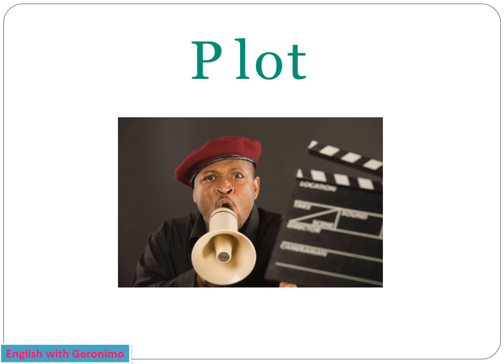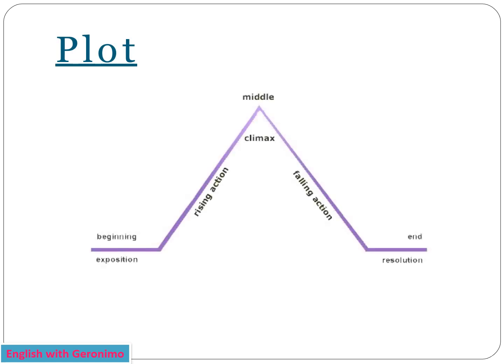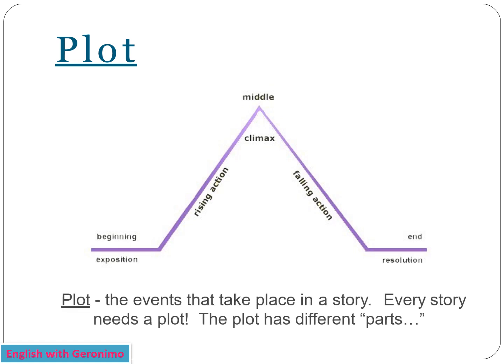So, next we have the plot. Plot meaning, okay, so we have here a triangular figure of a plot. So plot is the events that take place in a story. So every story needs a plot. Remember that. The plot has different parts. First, or the beginning, is the exposition, followed by the rising action, and then the middle would be the climax, and let's go to the falling action, and going to the end of the story, or the resolution.